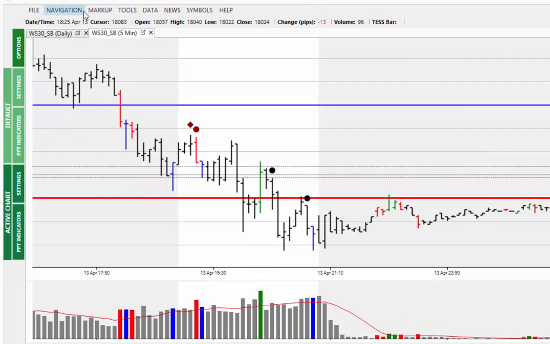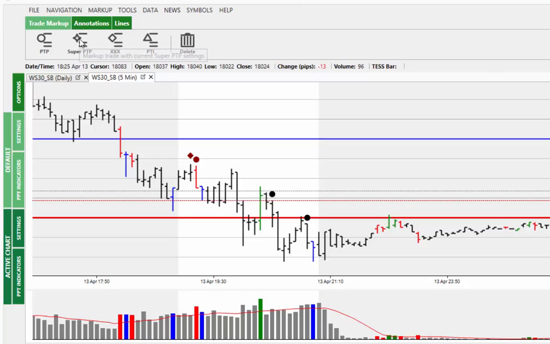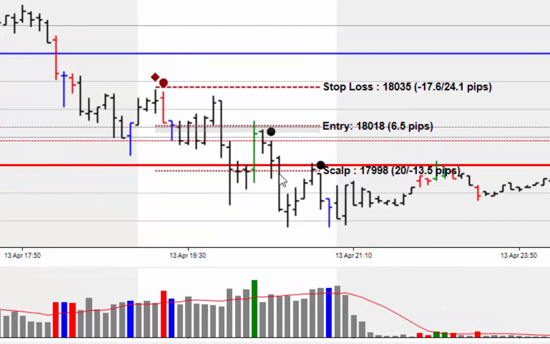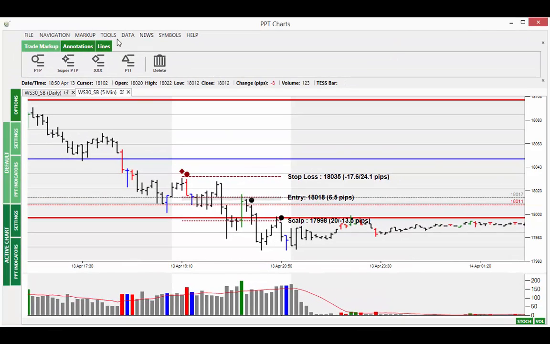I'll just get rid of that one. On this we had a XXX, and we see the market moving down to the scalp level, and then of course these last two are half an hour before the close, so that's why you see them as losing trades, and you wouldn't have taken these anyway. So another 20 points there as well.